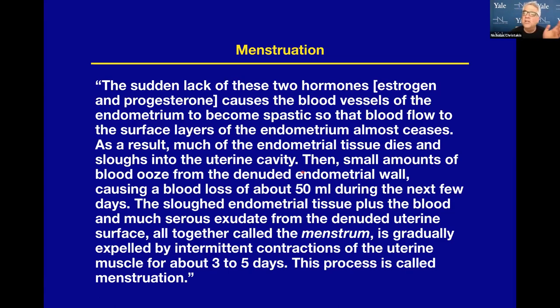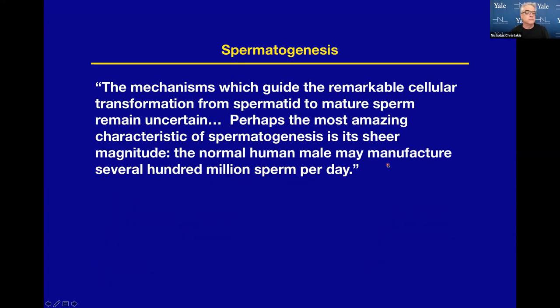This is the typical description of menstruation that is in countless textbooks and that no doubt all of you have read about at some point or another repeatedly during your education. But note all the decay and failure. This lack, spastic, ceases, dying, sloughing, oozing, denuding, more loss, and more sloughing, and more denuding, and more expulsion, right? These are all loaded words. They are words we bring to the biology of the situation.